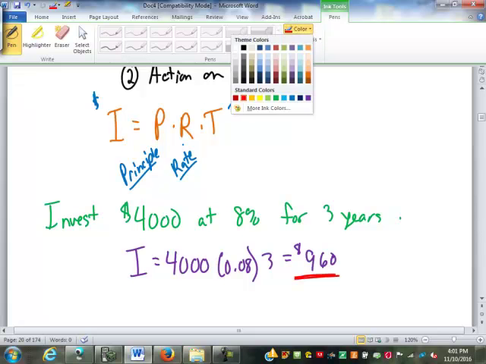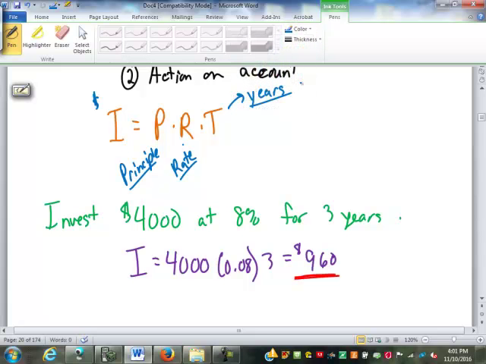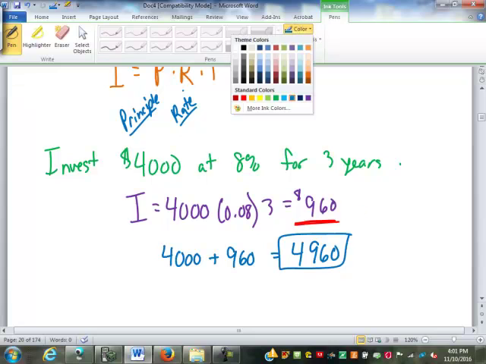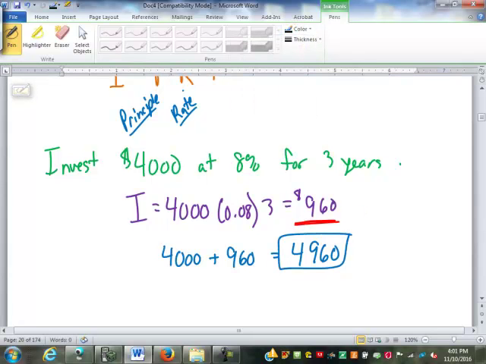How much will you have at the end of the 3 years? Well, you will have your $4,000 you started with, plus your $960 in interest. $4,960. Now, simple interest generally is not used for things that are 3 years long. It's usually used for shorter term things.